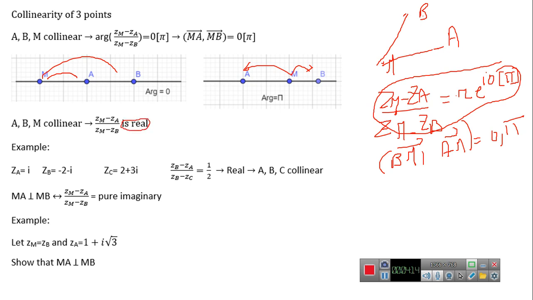So let us take an example. Suppose you have Za equal to i, Zb equal to minus 2i, Zc equal to plus 3i. The problem here is to show that A, B, C are collinear. To show that A, B, C are collinear, we do Zb minus Za over Zb minus Zc. If you do Zb minus Za, you're going to get minus 2i minus i, over Zb minus Zc, minus 2i minus 3i.